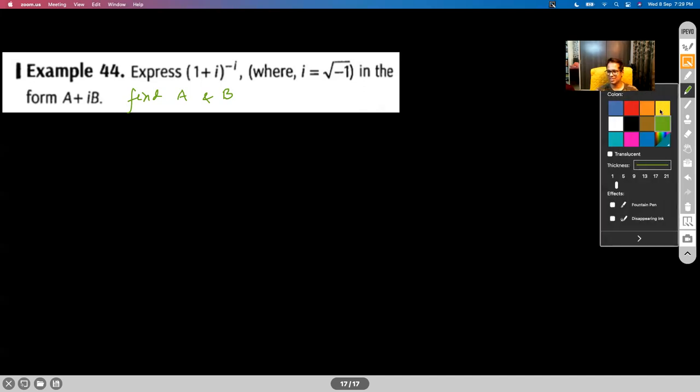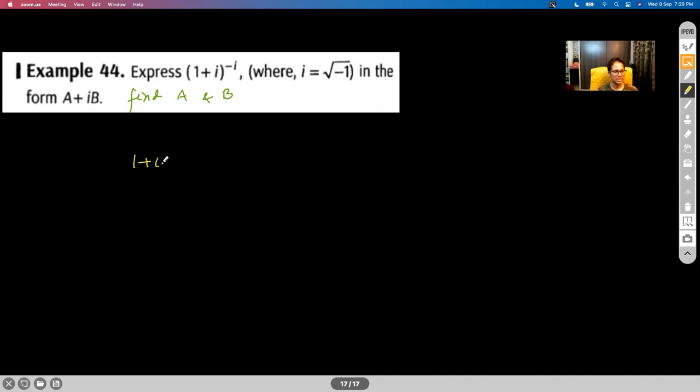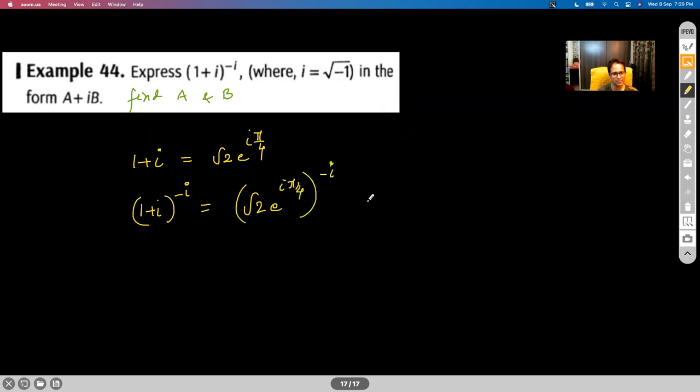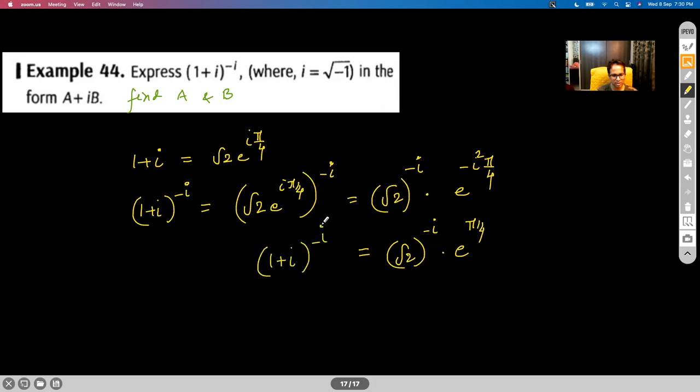Okay, so this is an interesting question. I will also help you out. See, 1 plus i, if you write it in the Euler form, this is your 1 plus i expression, correct? No, Sithu, the answer is much more complicated. So if I raise it to the power of minus i, you're doing root 2 to the power minus i into e to the power of minus i squared pi by 4, correct? Which is root 2 to the power of minus i into e to the power pi by 4, okay? So this is your expression for this.